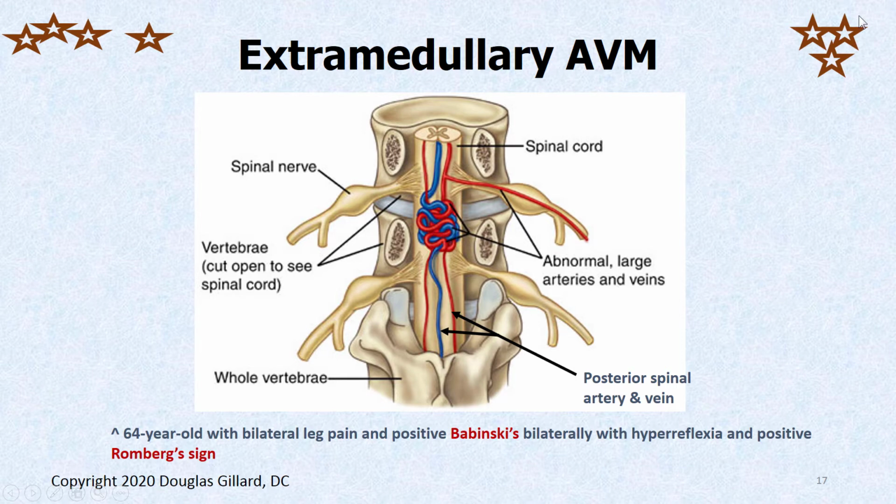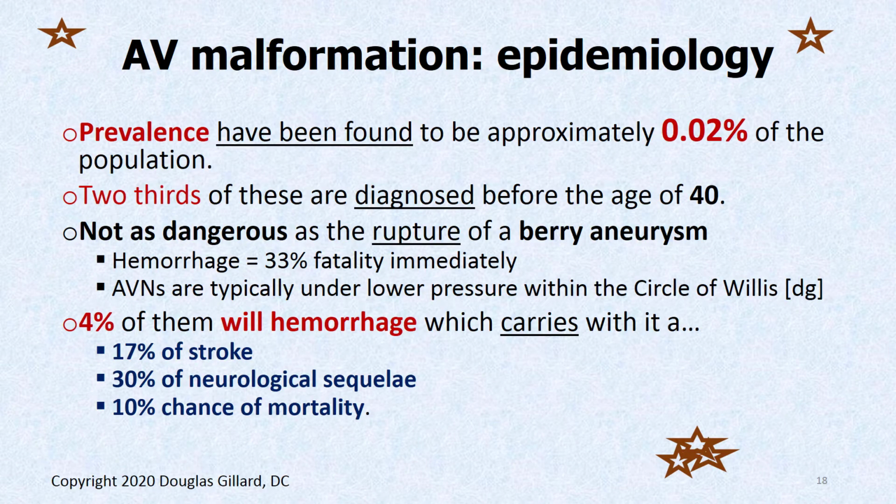Here's an extramedullary, meaning it's outside the spinal cord. Intradural, it's inside the thecal sac, though. And there's one right there, the 64-year-old. Positive Babinski sign. They thought they had MS, but it pushes on the posterior part of the spinal cord. It can give you these upper motor neuron lesion findings.